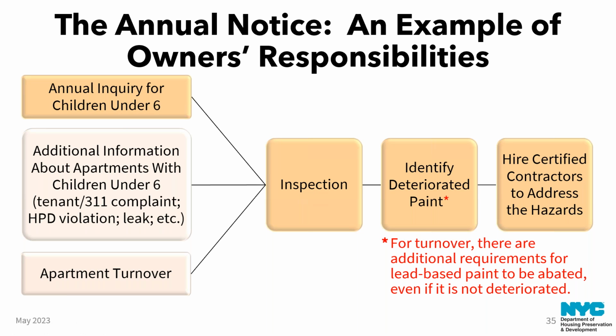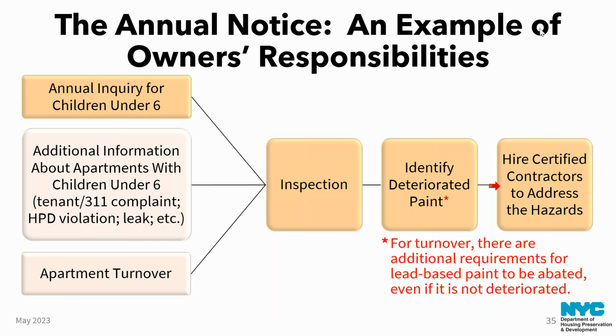So annual notice is a great example of a kind of responsibility that building owners need to keep records for. A lot of us in New York are familiar with this annual notice process. Every year, building owners have to ask about the presence of children under 6 residing in units in their building. Where there's a child under 6, follow up by doing a visual inspection for deteriorated paint. And wherever deteriorated paint is found, building owners should follow up by hiring certified contractors to address those hazards.